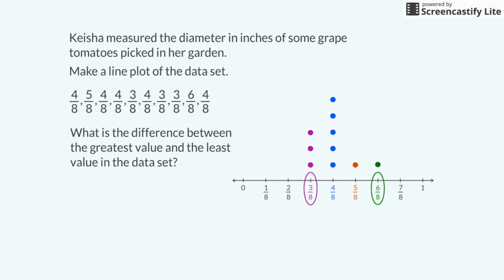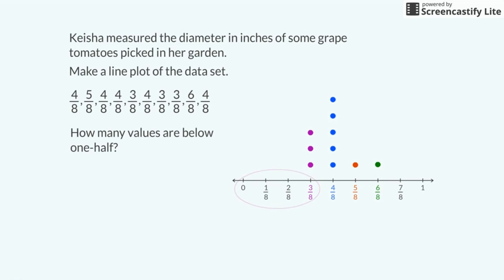Difference means to subtract, so I need to subtract 6/8 minus 3/8. The denominators are the same, so I can subtract the numerators and keep the denominator. 6 minus 3 is 3 over the denominator of 8. The difference is 3/8. That means that the difference between the diameter of the smallest tomato and the largest tomato is 3/8 of an inch.